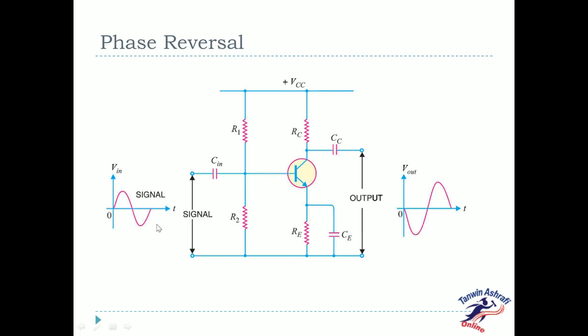It follows therefore that in a common emitter amplifier, the positive half cycle of the signal appears amplified but as a negative half cycle in the output, and vice versa. It may be noted that amplification is not affected by this phase reversal.